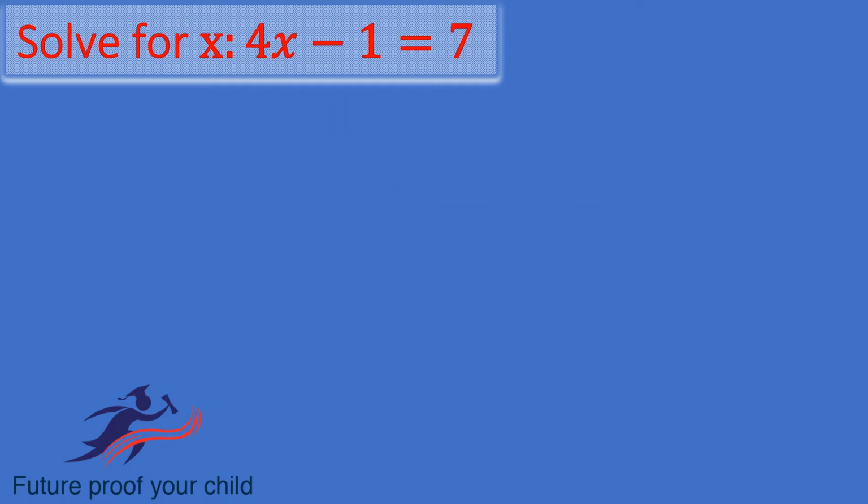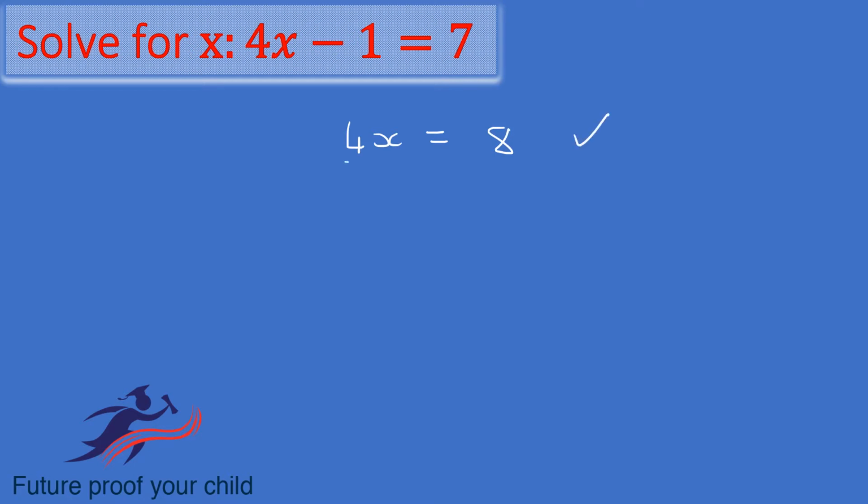4x minus 1 equals 7. The idea is to get the term with x alone, so we need to get rid of the negative 1. To get rid of negative 1, we add 1 on both sides. So 4x equals 7 plus 1, which is 8. 1 mark is allocated for this step.